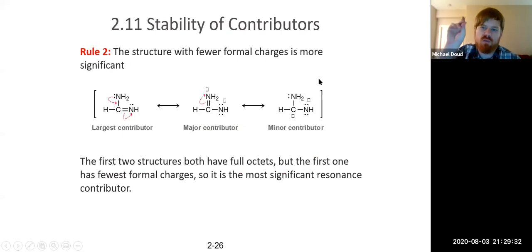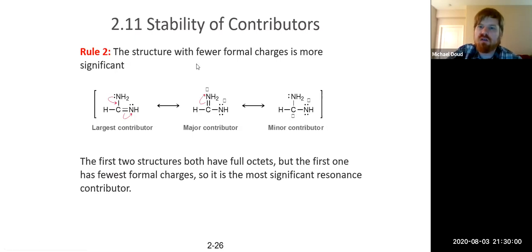Okay, so that's number one, octet rule. Number two, the one that has the fewest formal charges is the most significant. So going here, we have a carbon that's double bonded to a nitrogen one way and single bonded to a nitrogen another way. This nitrogen is NH and this is NH2 up here. So this is a trivalent nitrogen, neutral. Trivalent nitrogen, neutral. Well, we just formed tetravalent nitrogen, which has a positive formal charge.